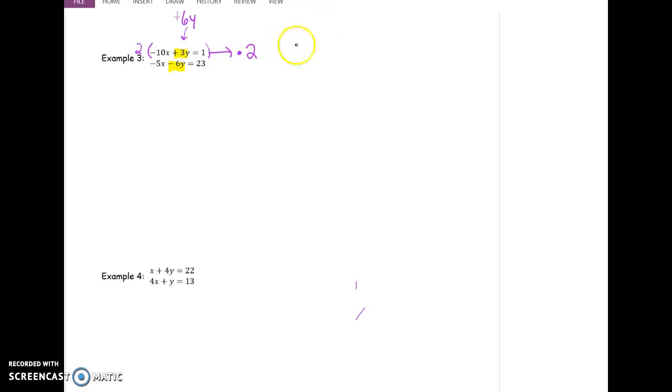So over here, let's rewrite it. 2 times negative 10x would be negative 20x. 2 times 3y would be positive 6y. 2 times 1 would be 2. Once you have the top equation multiplied by 2, now recopy the bottom equation right underneath it. Make sure you write this neatly and line things up.